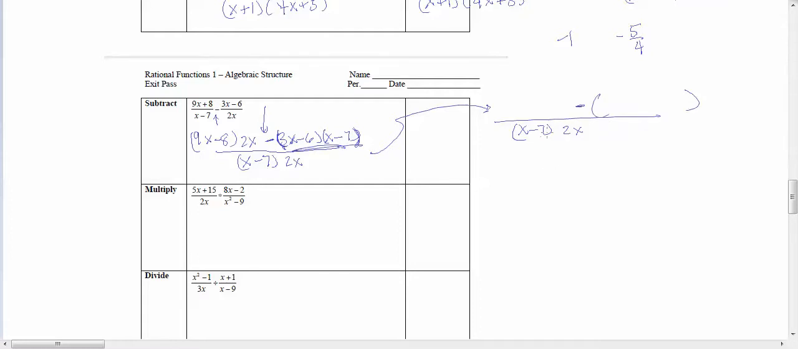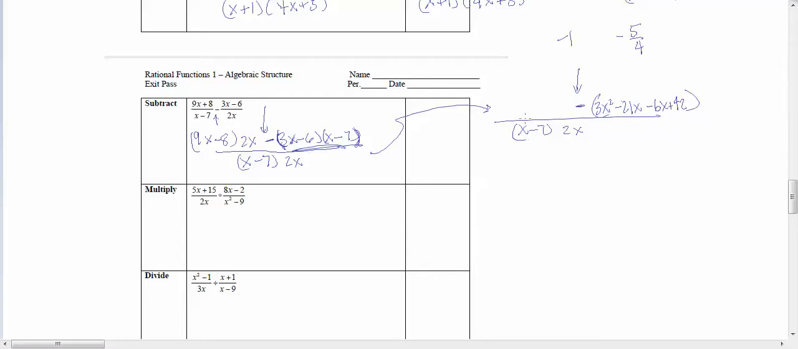I'm going to FOIL that out, and that becomes 3x squared. That's the first. Outers is negative 21x. The inners is the negative 6x. And the last is negative 6 times negative 7, which is 42, I guess. It's actually positive 42 because it's negative 6 times negative 7. Keep in mind that I have a negative out in front of this big parentheses, which means I'm going to distribute that negative in there.